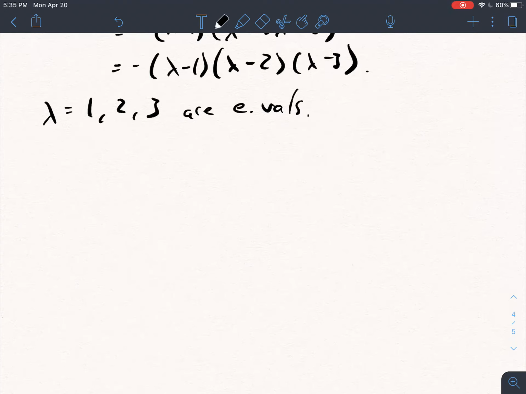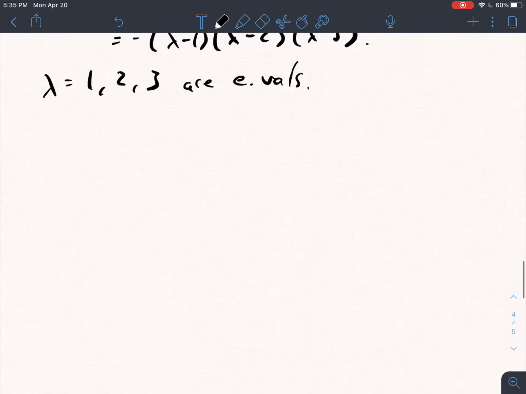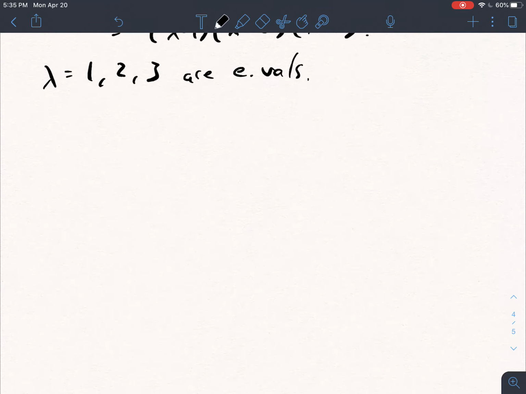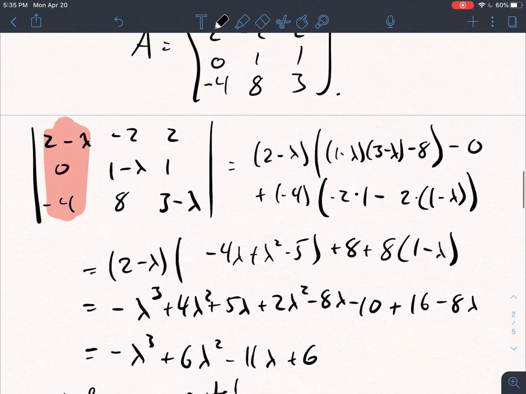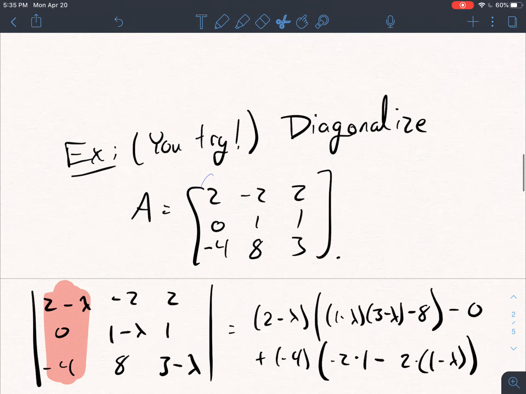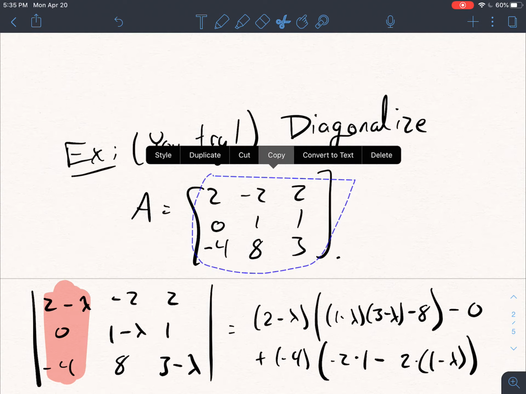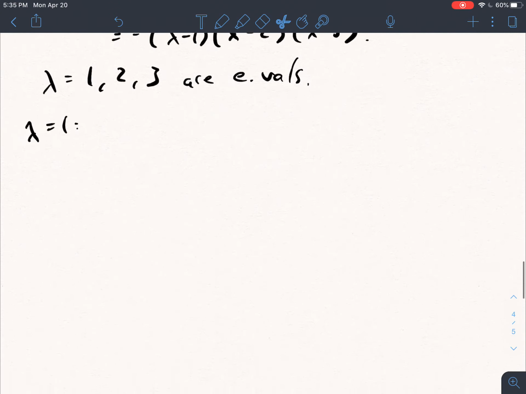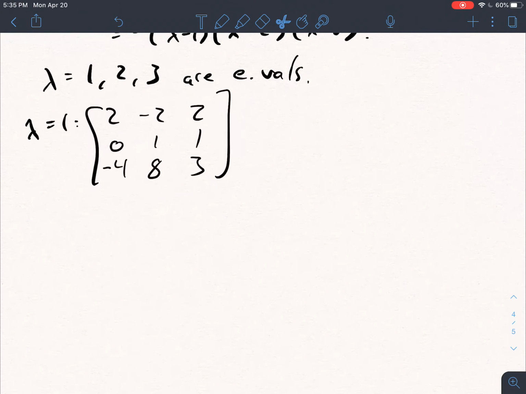Eigenvalues. Okay, let's find our eigenvectors associated to them. One nice thing about diagonalizing is that we only have to find one eigenvector associated to each eigenvalue. We don't have to find the entire eigenspace. We could just find one solution to Ax equals lambda x. Okay, so let's do it for lambda equals 1 first.